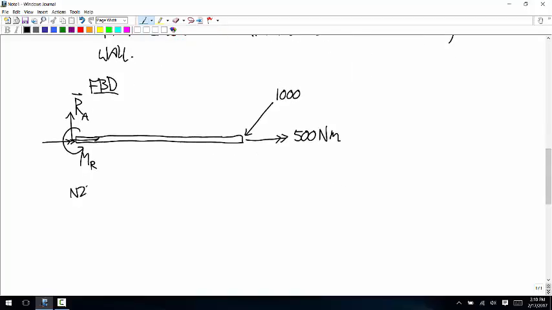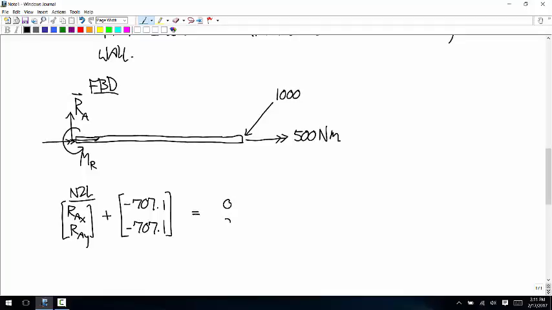And so Newton's second law says R_Ax, R_Ay, plus this 1,000 Newton force is at a 45-degree angle below the horizontal. So that's going to be negative 707.1, negative 707.1. And those are all the forces, so that's equal to 0. So this tells us that R_A is equal to positive 707.1, positive 707.1 newtons.